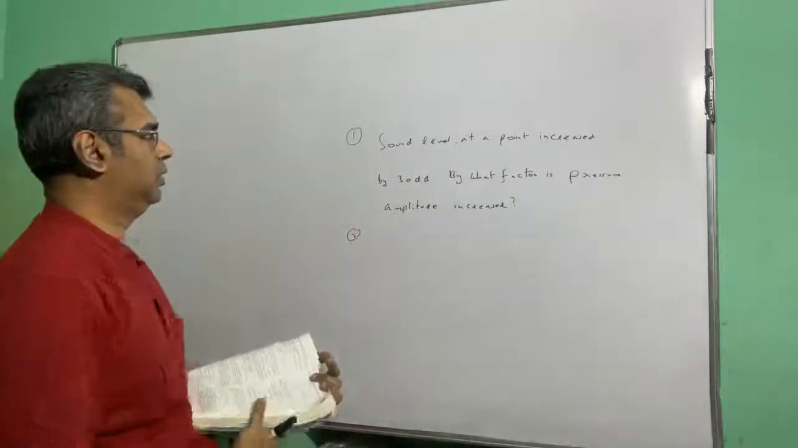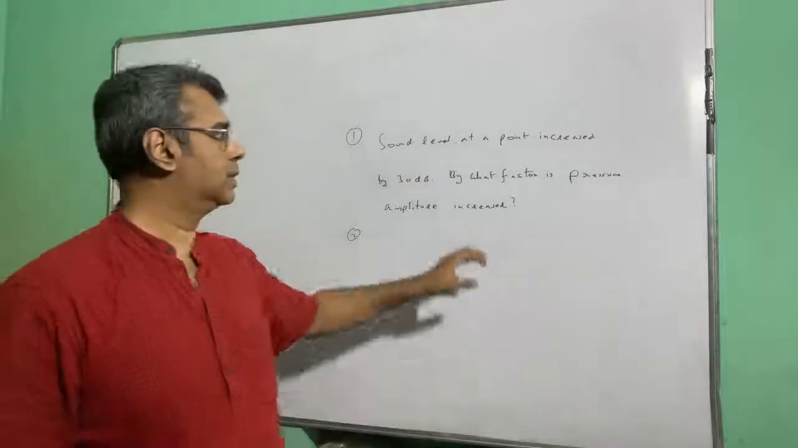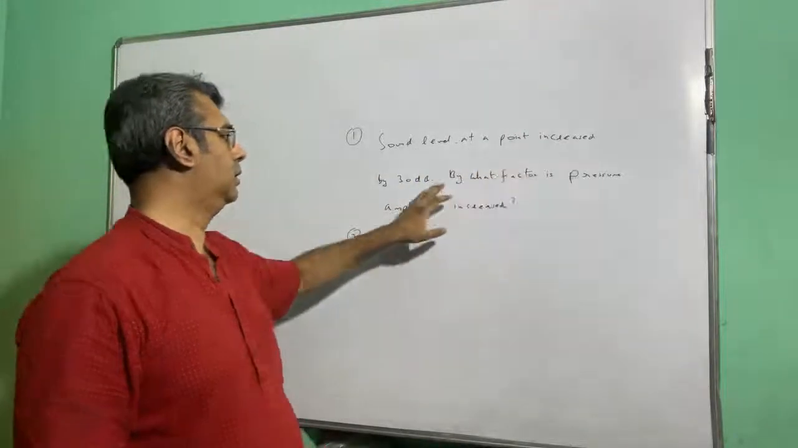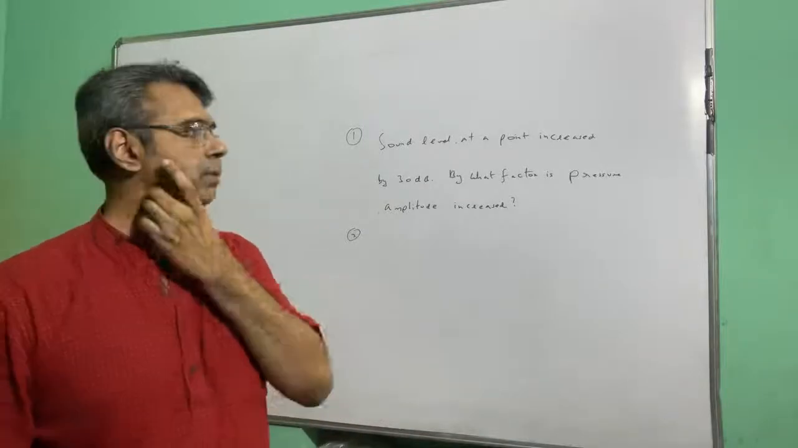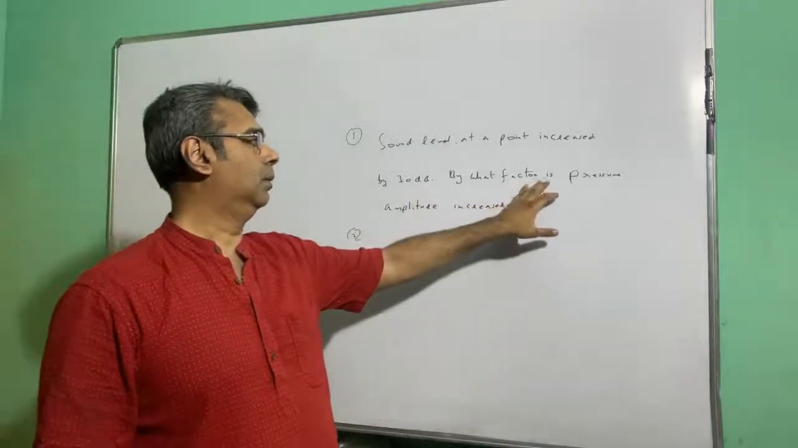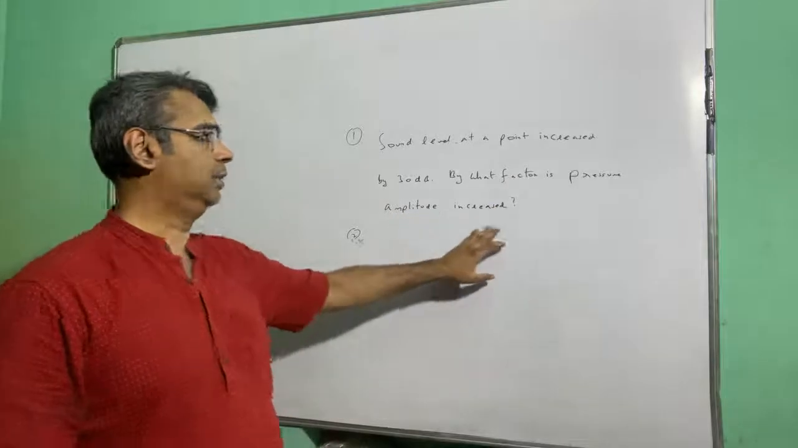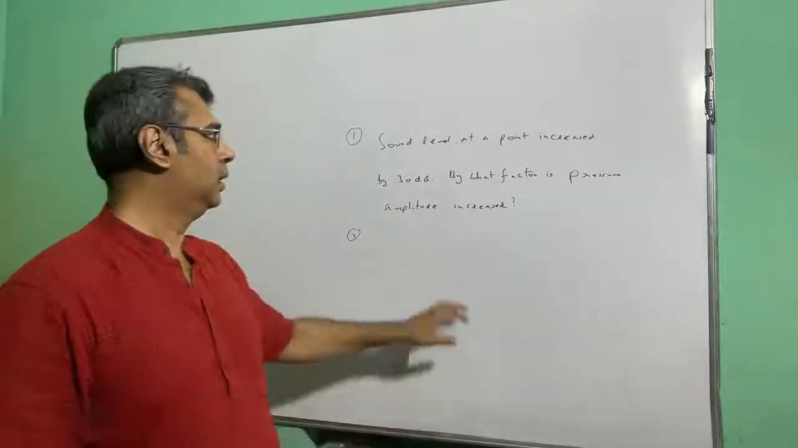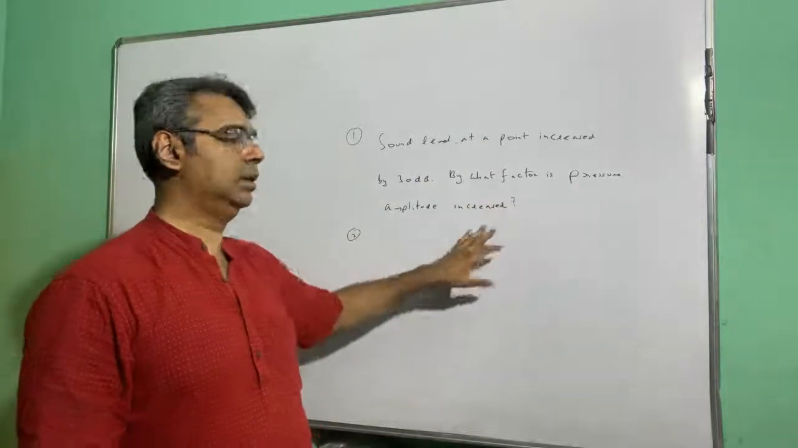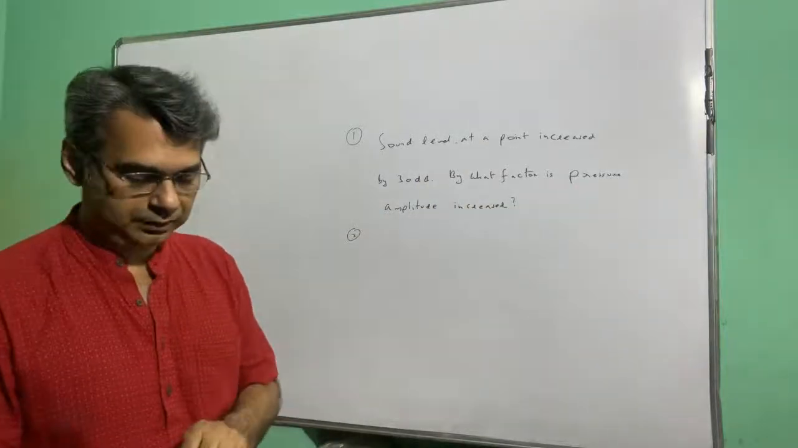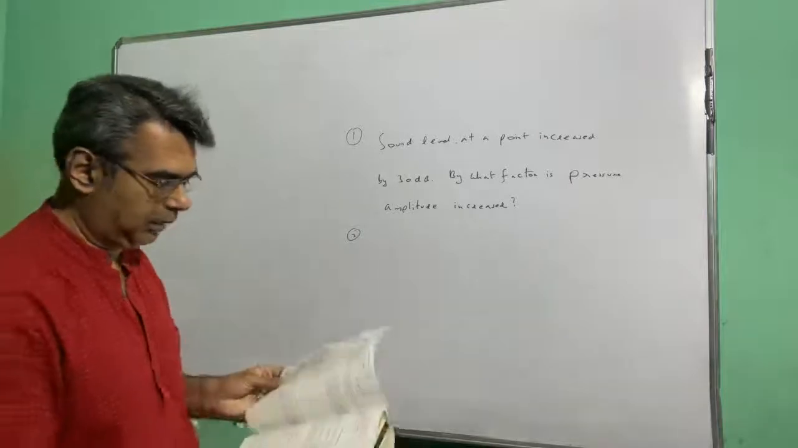Okay, the first homework question is: the sound level at a point is increased by 30 decibel. By what factor is the pressure amplitude increased? This is the first homework question for today.